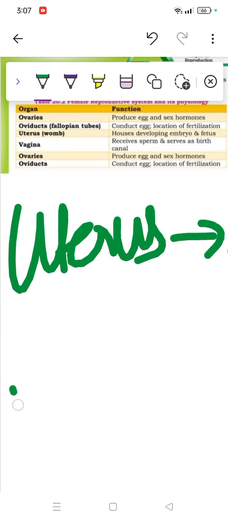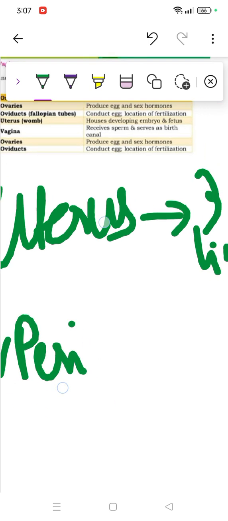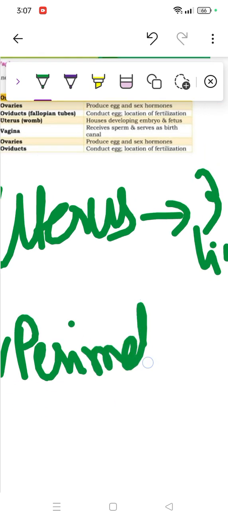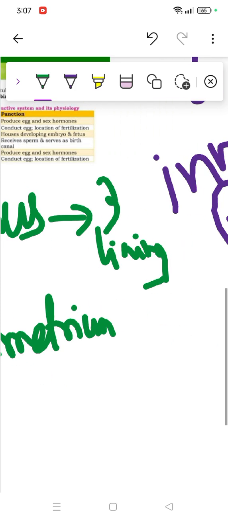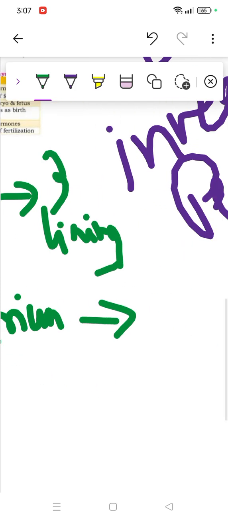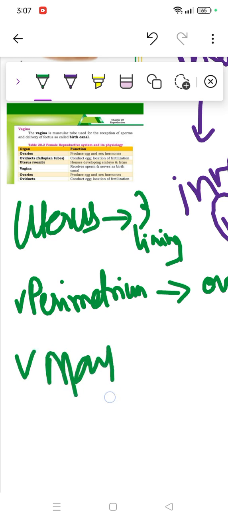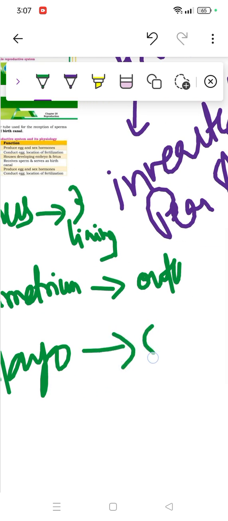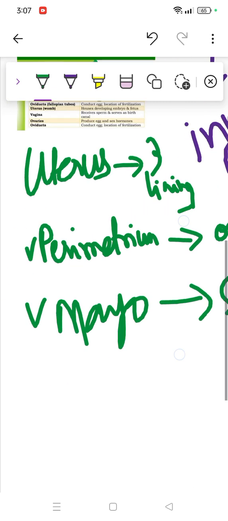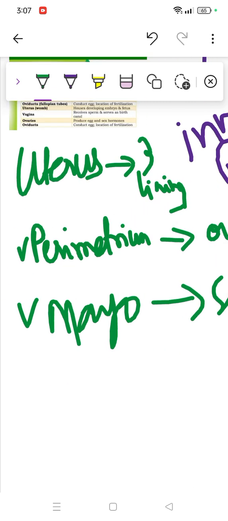The first one you'll see is called perimetrium, which is the first, outer layer. Then comes the second, myometrium, which is the middle one. Whenever you see the word myometrium, and we have a similar covering in the heart, myocardium, the "myo" tells you that they have muscles inside.